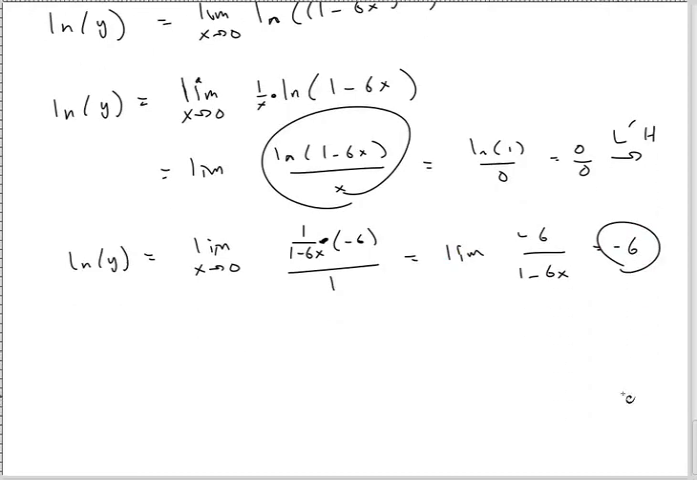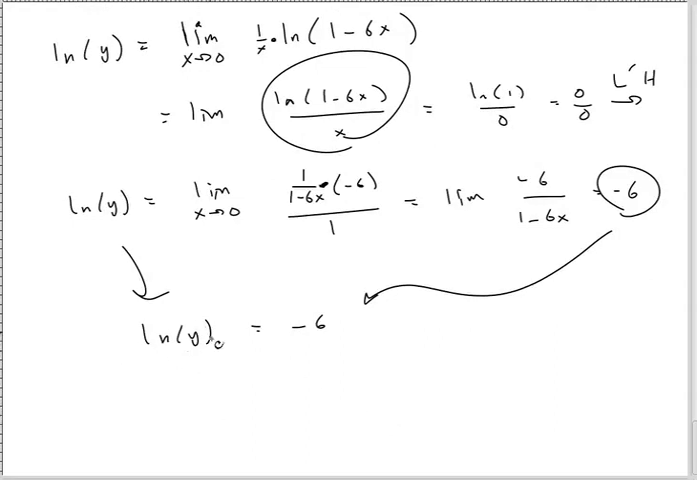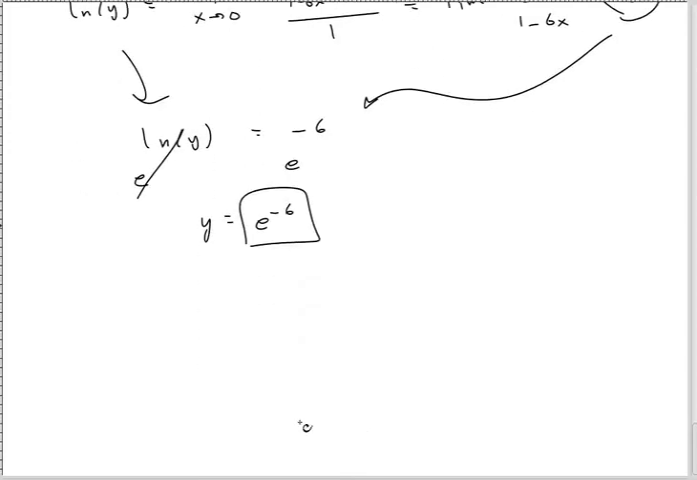Is that your final answer? No, no, no. Ln y is equal to negative 6. You e both sides now. And so then your actual answer is e to the negative 6. Wow. Okay. Yeah, you're going to have to do that a few more times today. That's okay. This is part of it.